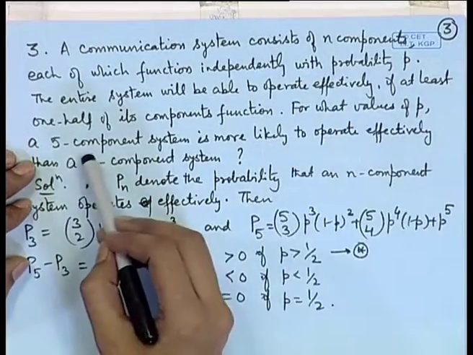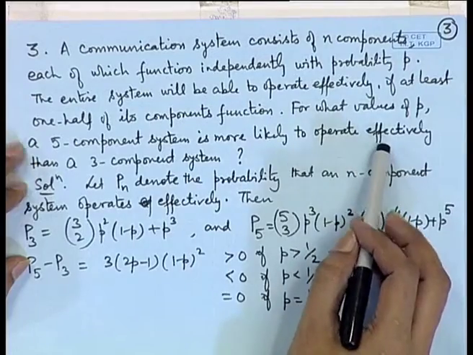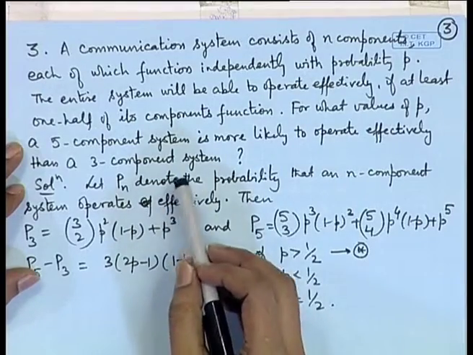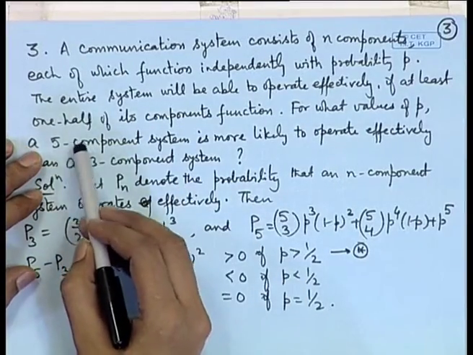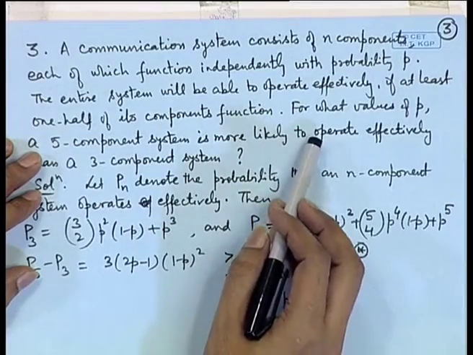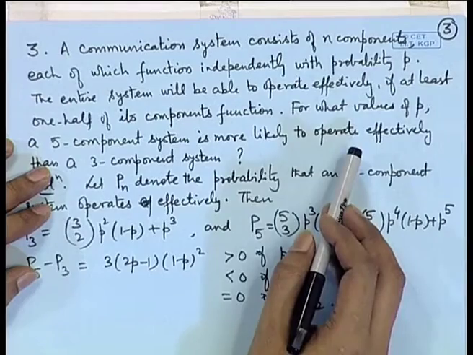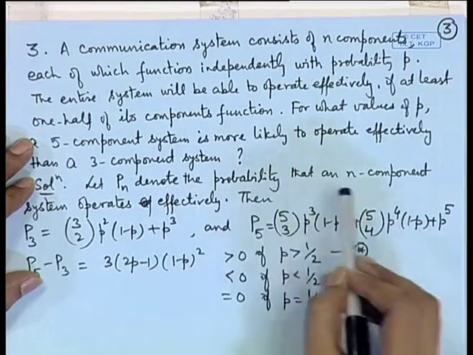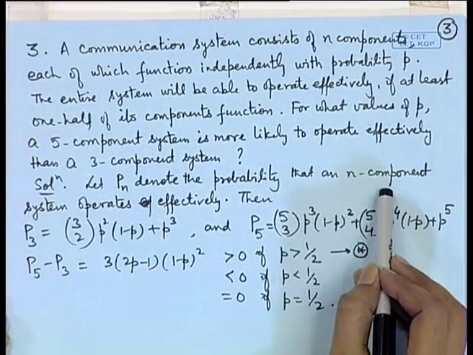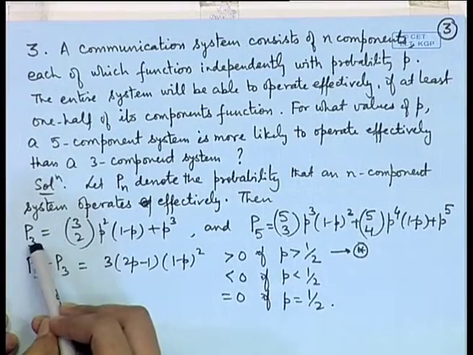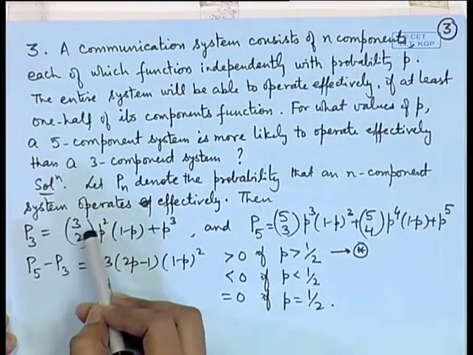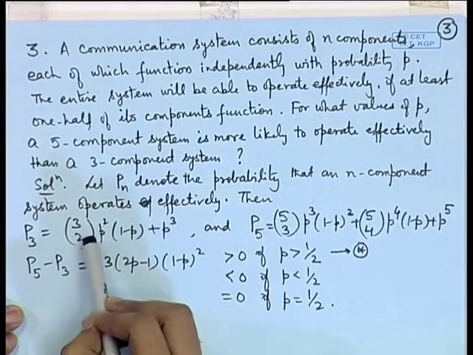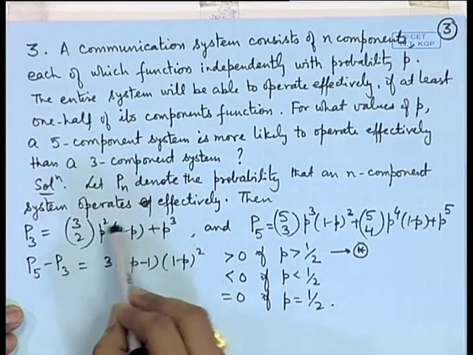For what values of p, a 5 component system is more likely to operate effectively than a 3 component system. So, we have to calculate the probability of a 5 component system working effectively and a 3 component system operating effectively. So, let us use a notation P n, let it be the probability that an n component system operates effectively. So, P 3 will denote the probability that a 3 component system is working effectively. That means, at least 2 or 3, that means either 2 or 3 of the components are working correctly.